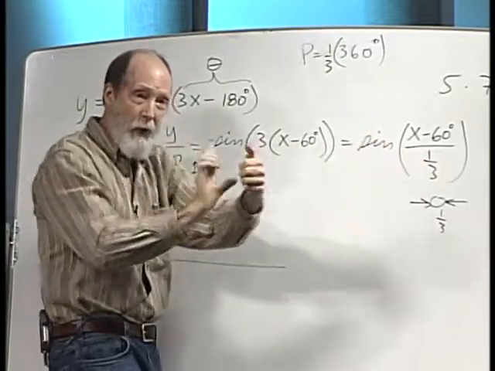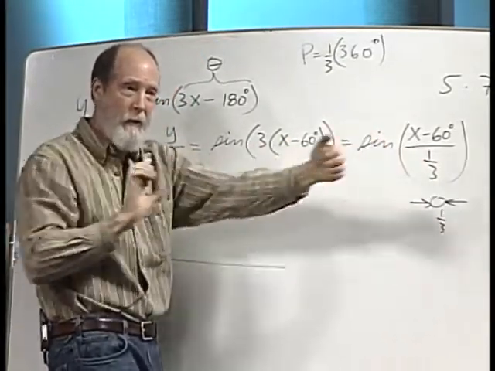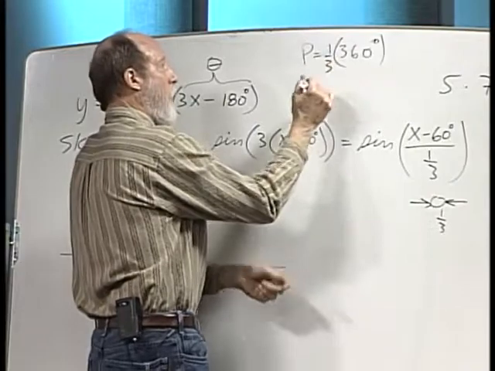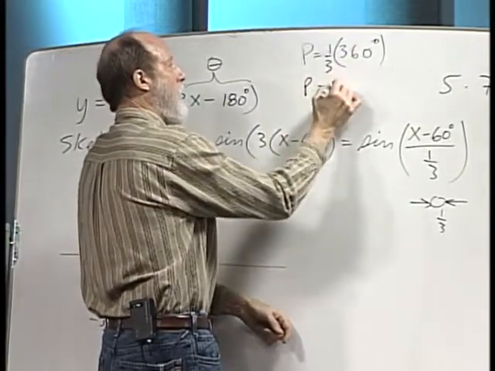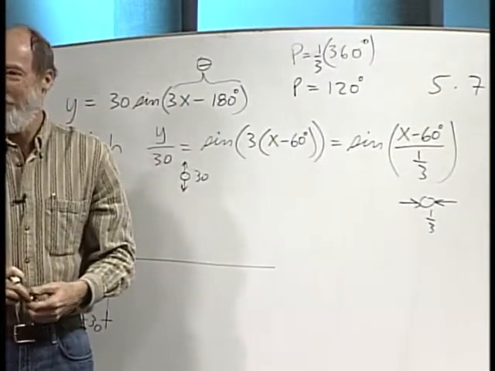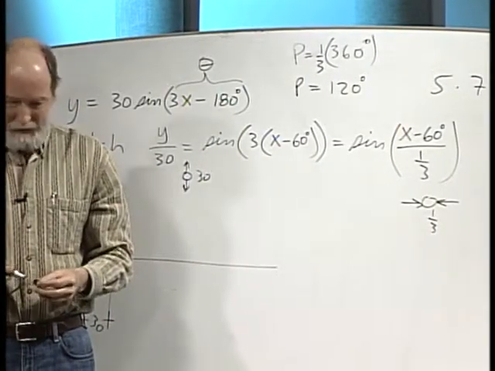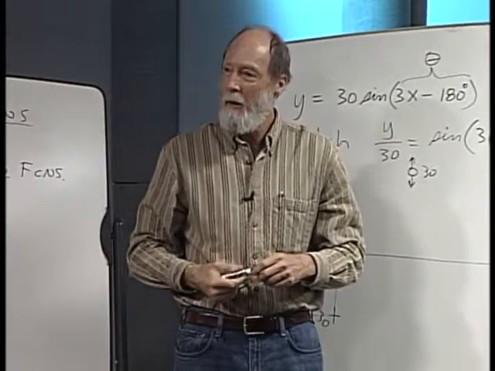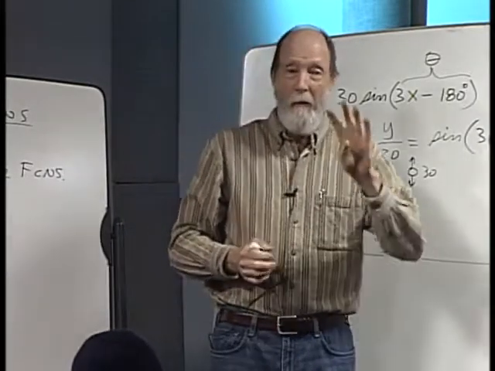1/3 because of the compression, the horizontal compression. It's going to make it 1/3 as wide, so the period is going to be 120 degrees. When you said the period is 360, when would it not be 360, or why was it 360?